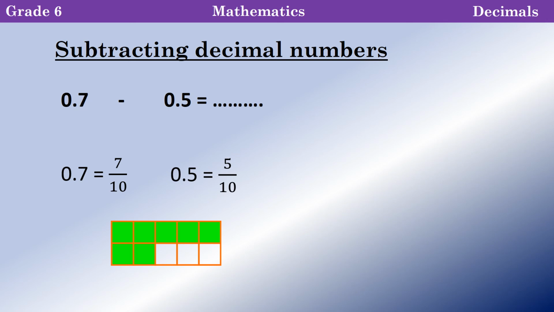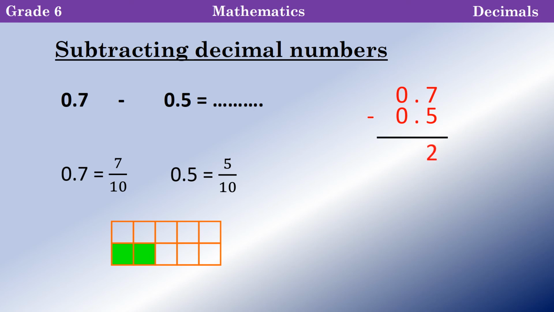And then we can write 0.5 as 5 over 10. And then when you subtract 5 parts out of that, 1, 2, 3, 4, 5. Only 2 parts are remaining out of 10 equal parts. Then we say that 0.7 minus 0.5 is 0.2.